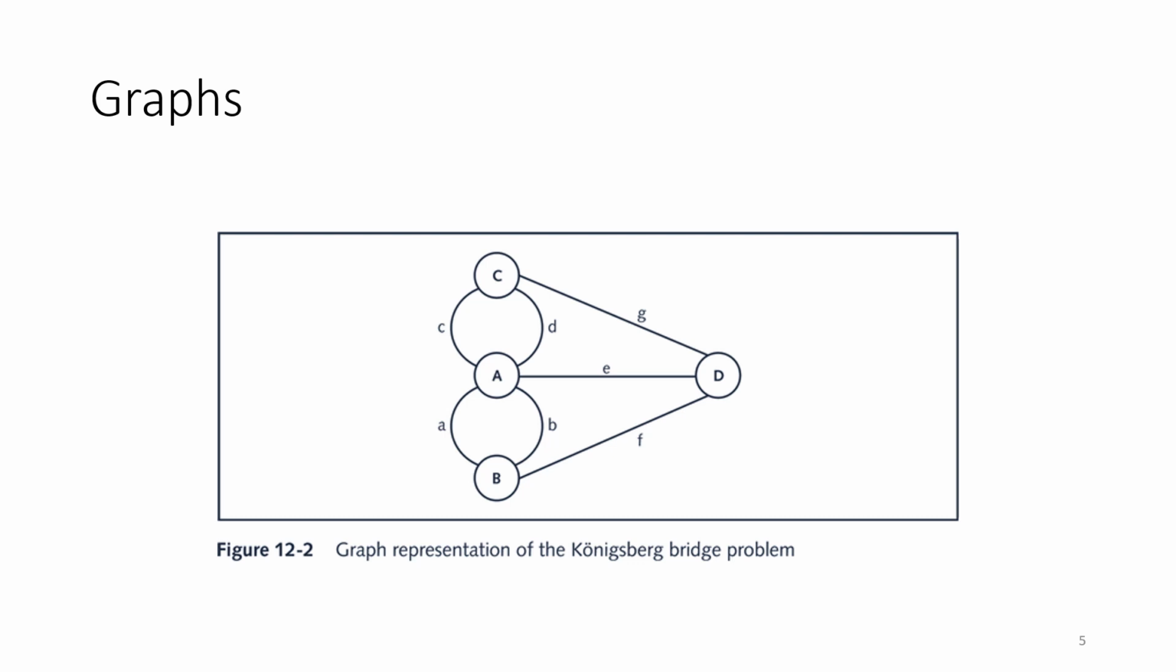You can see that if you are starting from B, you can visit all the cities and all the branches, but after you reach B, you will find at least one bridge that is not visited. So there is no solution for this particular problem. We cannot visit all the bridges exactly once and come back to the starting city. There will remain one bridge which is not visited.